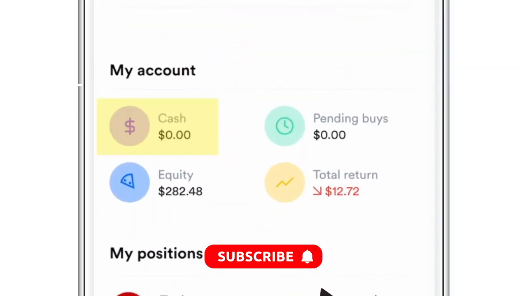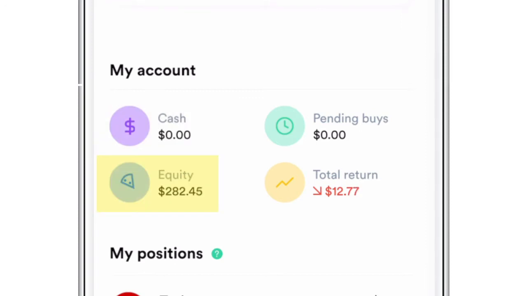Under my account is cash, which is the current amount of money you have in your account for investing. Bale, ito yung kaka-deposit nyo lang na hindi nyo pang ini-invest. So, this money is hindi pa nag-earn. Equity is the amount you have already invested in. So, ito yung total amount na ginamit nyo sa pagbili ng current stocks nyo.